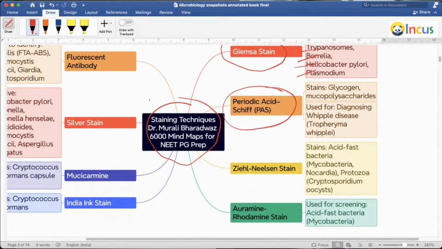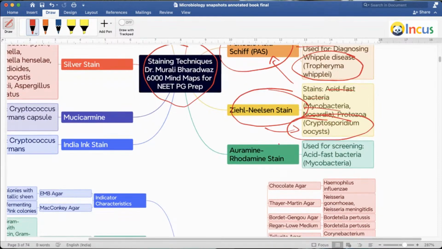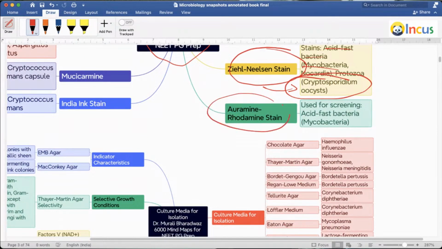Periodic acid Schiff stain. It stains the glycogen and mucopolysaccharides. Whipple's disease, Tropheryma whipplei, which leads to malabsorption, is typically periodic acid Schiff stain positive. Ziehl-Neelsen stain, it stains the acid-fast bacteria, Mycobacteria, Nocardia, even protozoa. Please don't forget, many times this came as MCQ. Cryptosporidium oocysts are also acid-fast on Ziehl-Neelsen stain. Rhodamine stain is used, once more, for acid-fast bacteria.